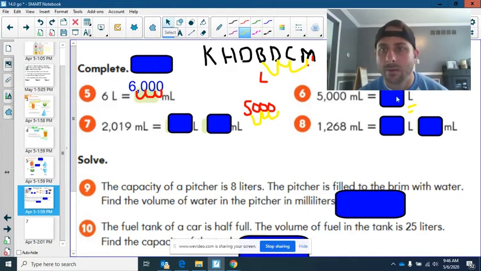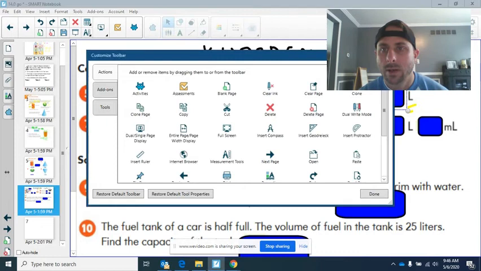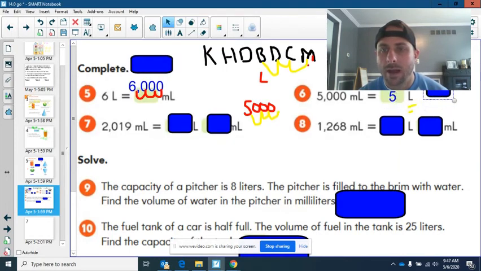Hopefully you figured it out. Yikes. 5 liters. 5,000 milliliters is 5 liters. This is review. We did this, I think it was chapter 8, maybe. All right, let's look at number 7.